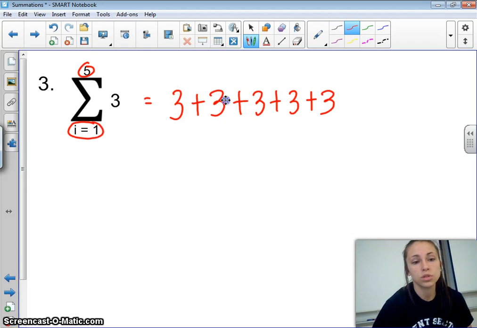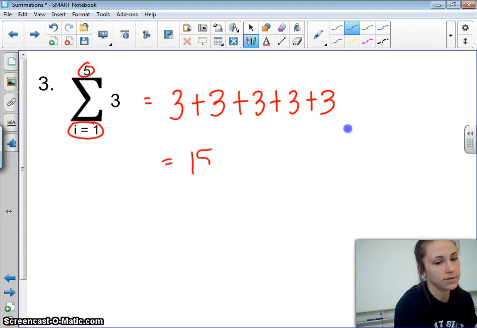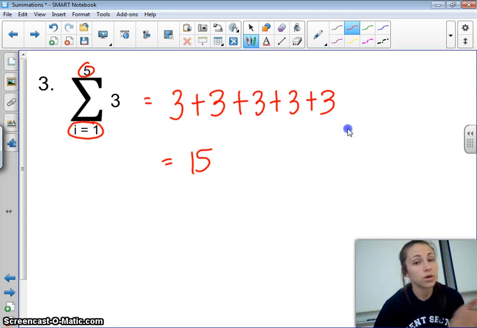So this is 1, 2, 3, 4, 5. And so I stopped at 5 because my stopping point was 5. And so then when I add all those up, that's just going to be 15. And so if you just have a number, you're just going to write it out the number of times from your start to your stop.